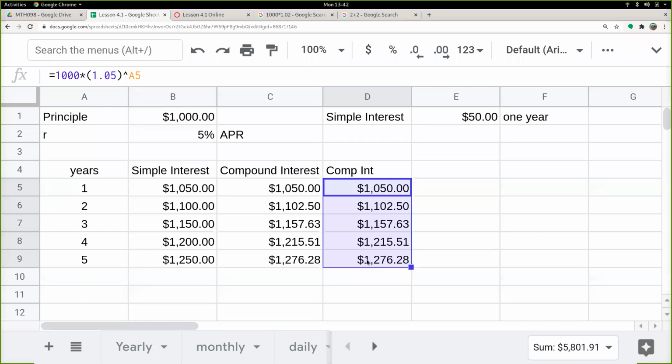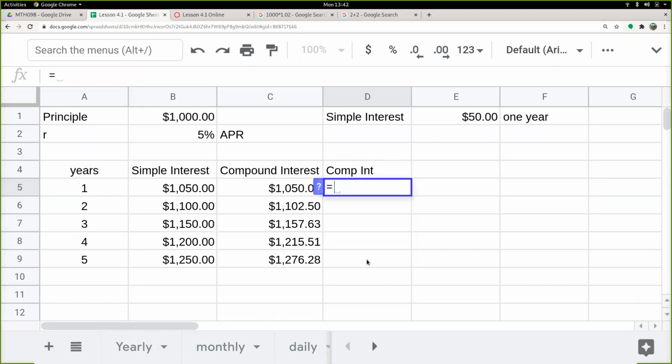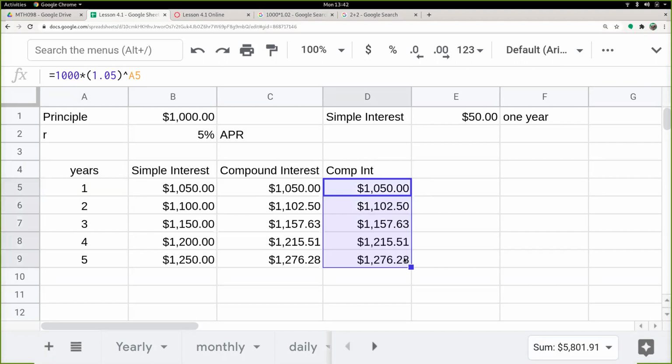Okay. So again, to make that formula happen, I started off with equals 1,000 times the 1.05, parentheses are optional there, but I'm going to put them in anyway, raised to the power how many years have gone by, which I just tell the computer where to look for. And then that formula is fillable when you click back on it. Notice I get the same numbers there. And it just shows that compound interest is better than simple interest because your interest collects interest.